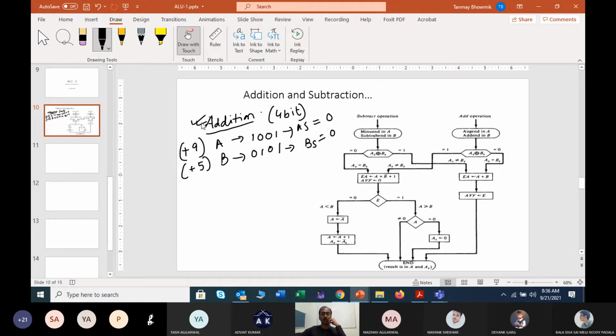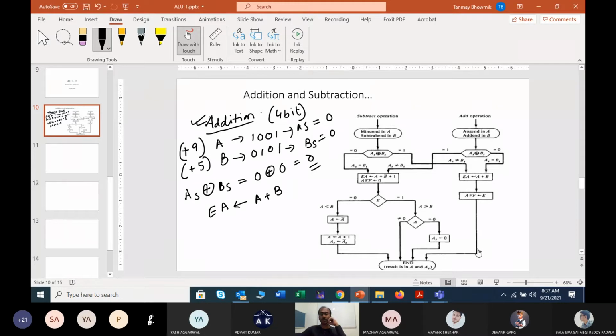Now what operation are you asked to do? It is addition, so we will check from this section. First, you will take the XOR operation between AS and BS, and we get 0 XOR 0 equals 0. In case of the add operation, if we get the XOR as 0, we will perform the add operation. That means EA equals A plus B.